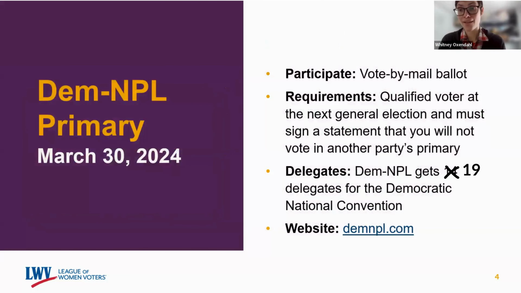So we'll start with the Dem-NPL and their party-run primary process. Their date is March 30th, 2024, and you can participate by doing a vote-by-mail ballot. And I'll go over how to get your vote-by-mail ballot on the next slide. Your requirements are you're a qualified voter at the next general election, so that's when you need to be 18, and you also must sign a statement that you will not vote in another party's primary, and that will come in the mail with your ballot after you order it. The Dem-NPL, our Democratic Party, gets 14 delegates for the Democratic National Convention, which is happening in August. Their website is dem-npl.com if you want to learn more about them and get involved.